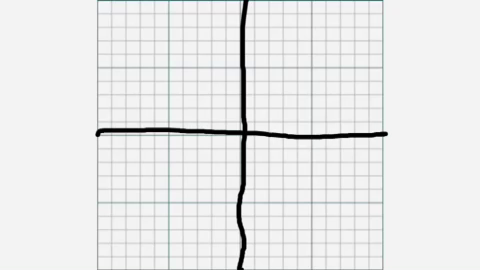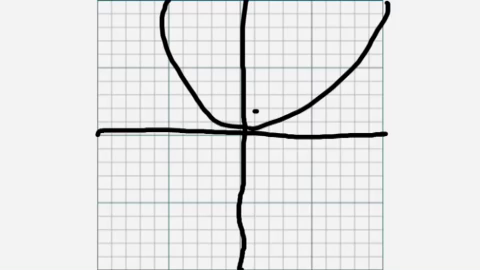And you also need to know the shapes of some curves. There are parabolas. That's the sort of shape of a parabola. They look like a U or an upside down U. Those are all parabolas.